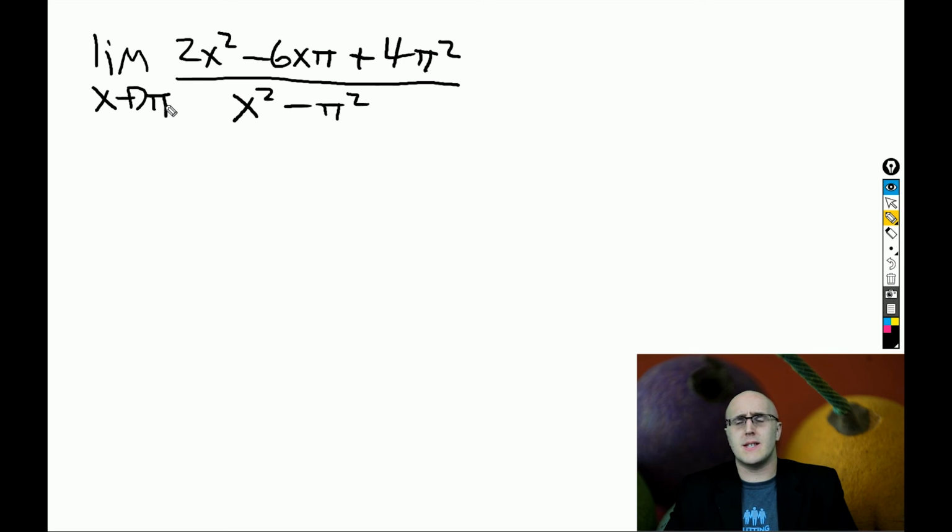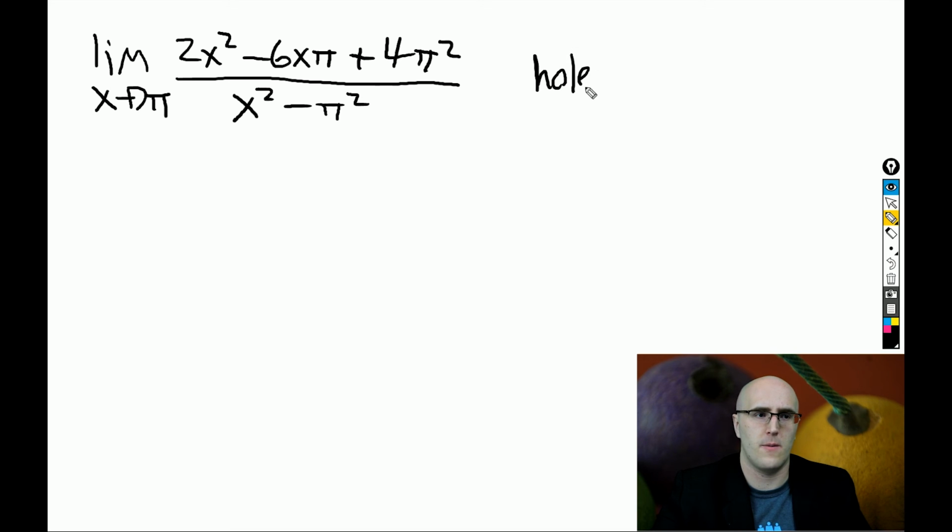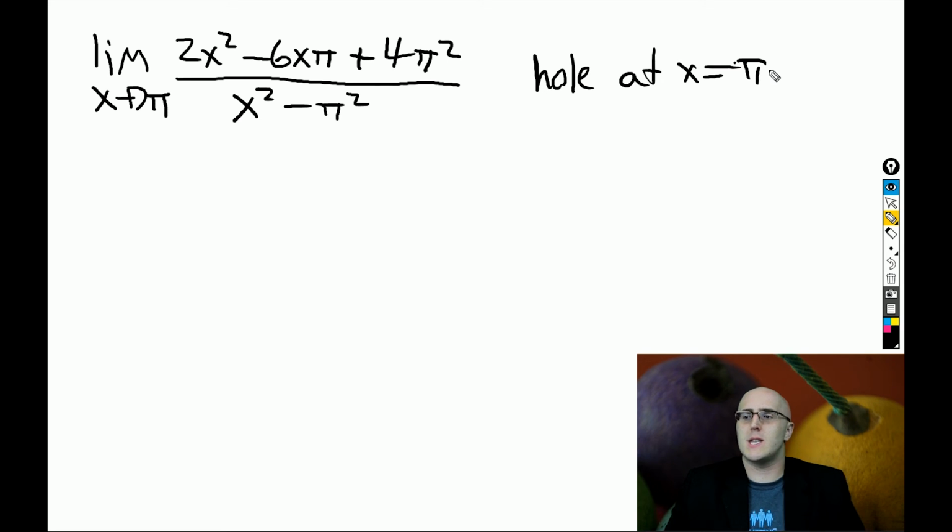Note that this doesn't change the function at all. In fact, if we were to graph this, the first thing we would note is a hole at x equals pi, and we would make sure that gets represented in the graph. But since we're only interested in the limit, we can go ahead and algebraically remove that.